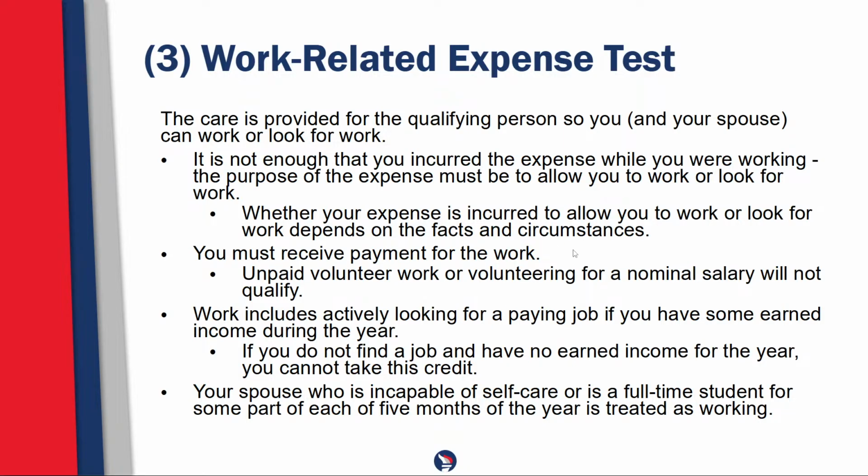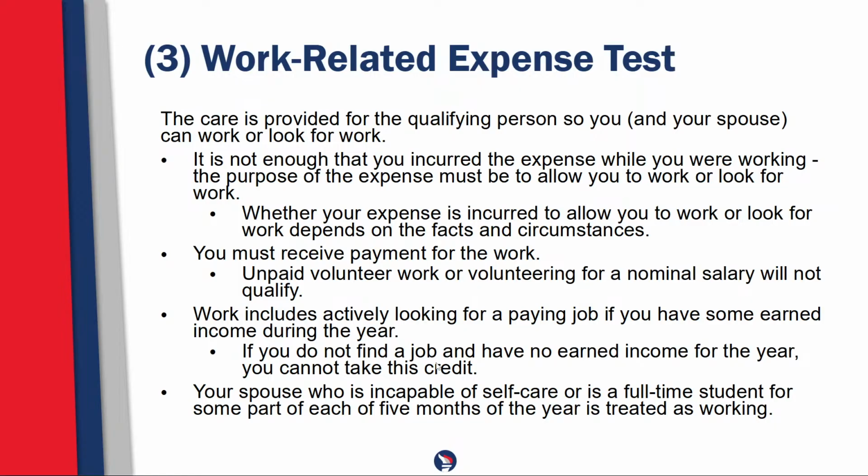First, you must receive payment for the work. If you're doing unpaid volunteer work and send the kid off to daycare, sorry, you can't take the credit for at least that month. Work includes actively looking for a paying job if you have some earned income during the year. If I didn't find a job for the year, I have no earned income for the year, I have no credit for the year. Of course, if I didn't have any income for the year, I have no tax for the year. If this is a non-refundable credit, it was worthless anyway. Your spouse who is incapable of self-care or a full-time student for some part of each of 5 months is going to be treated as working.